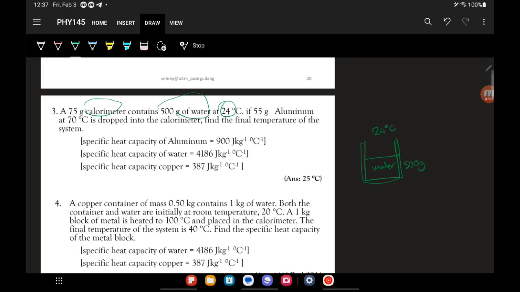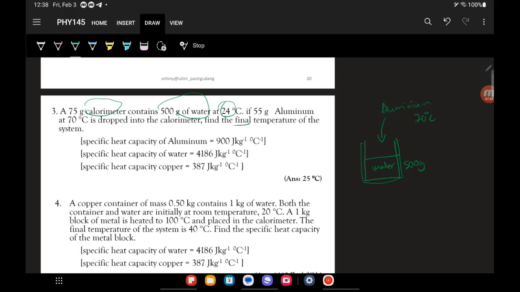Okay, proceed. If 55 gram of aluminum at 70 degrees Celsius is dropped into a calorimeter, find the final temperature of the system. So it means that we have another object, which is aluminium at 70 degrees Celsius. It's been dropped into water which is at the temperature of 24 degrees Celsius.